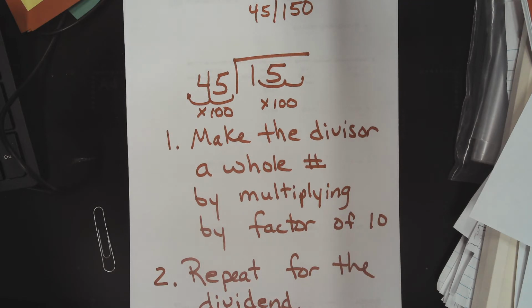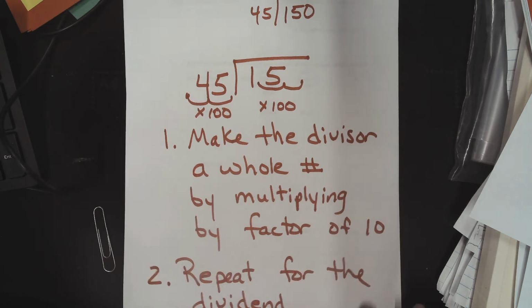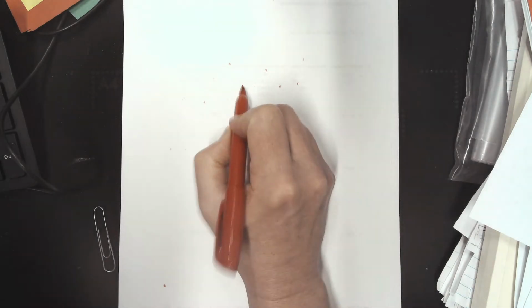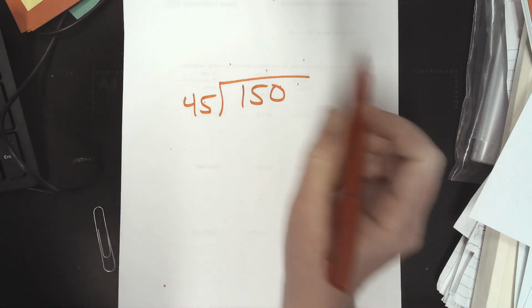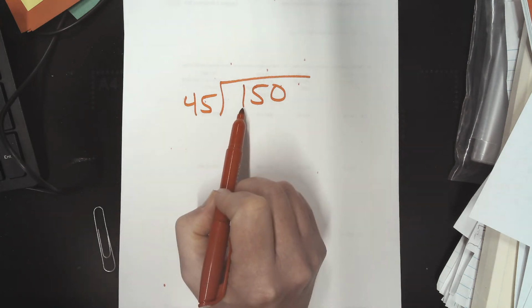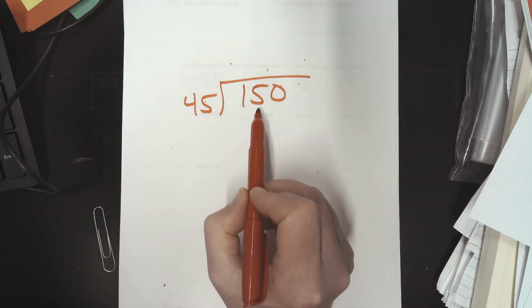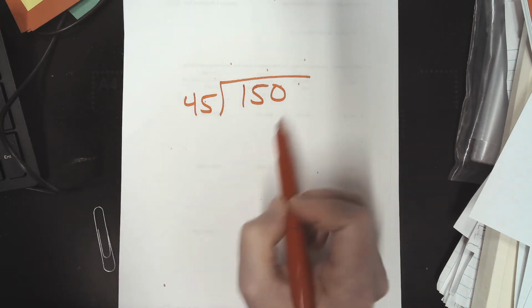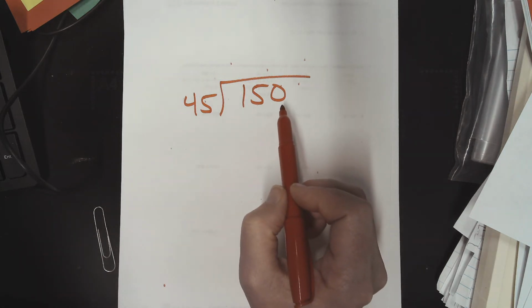Everybody have number 1 written down? Make the divisor a whole number by multiplying by a factor of 10. Number 2, repeat for the dividend. All right, then let's solve the problem. Can 45 go into 1? No. Can 45 go into 15? No. Can 45 go into 150? Yes.